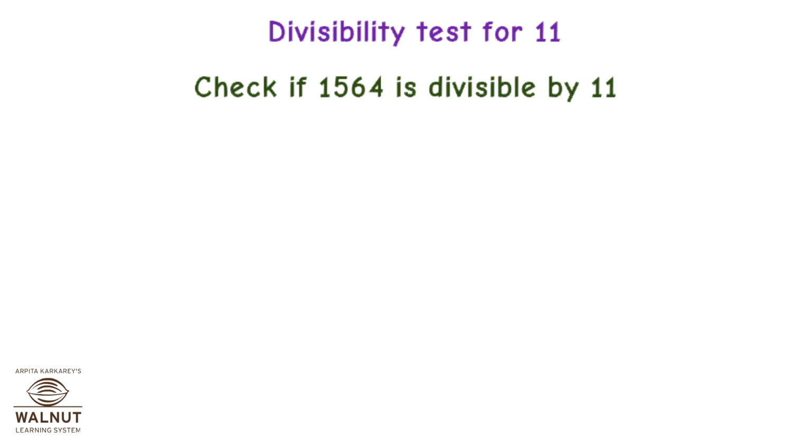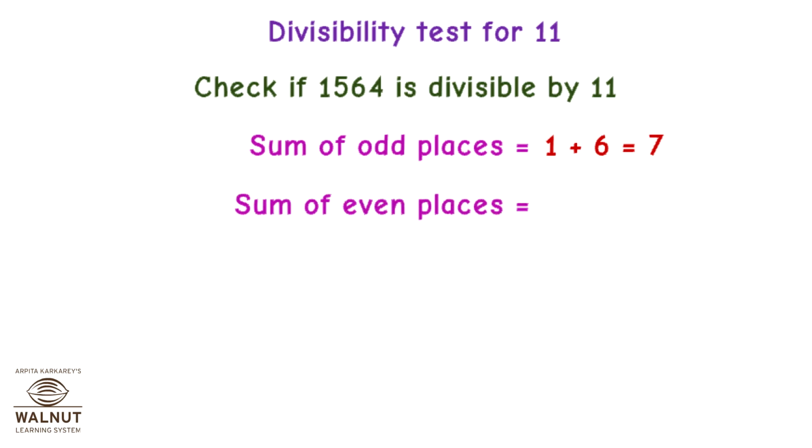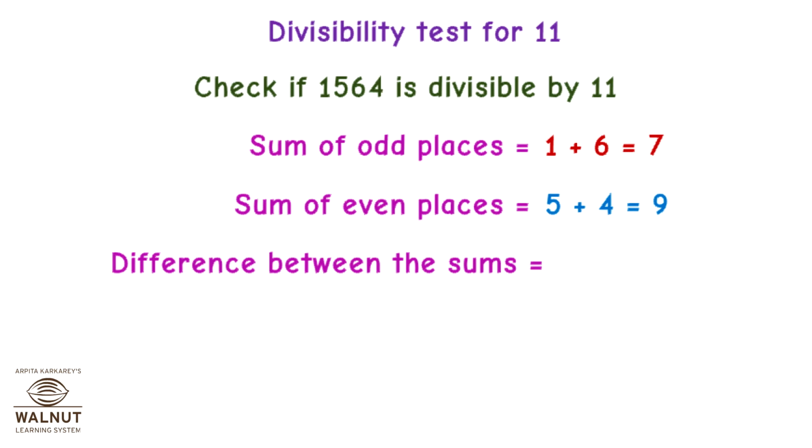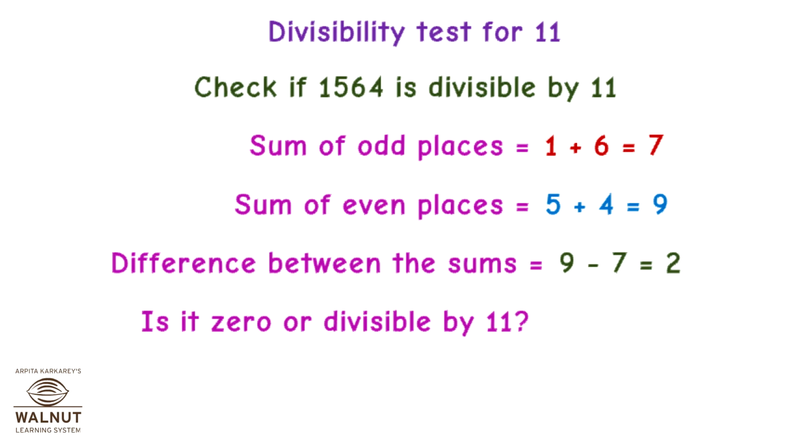Check if 1564 is divisible by 11. Sum of odd places is equal to 1 plus 6 is equal to 7. Sum of even places 5 plus 4 is equal to 9. Difference between the sums is equal to 9 minus 7 is equal to 2. Is it 0 or divisible by 11? No. Is 1564 divisible by 11? No.